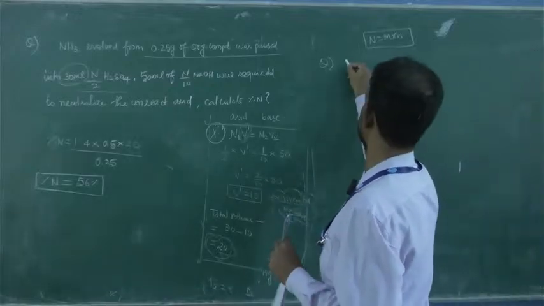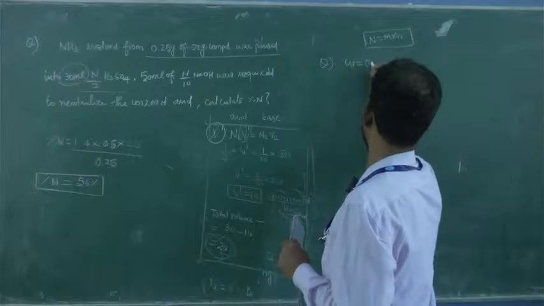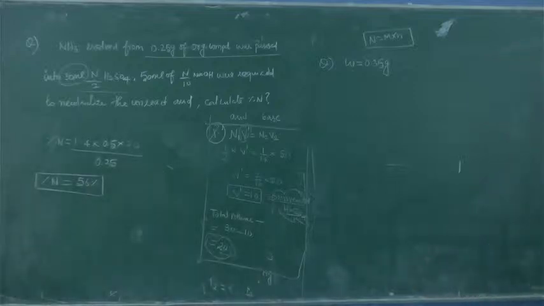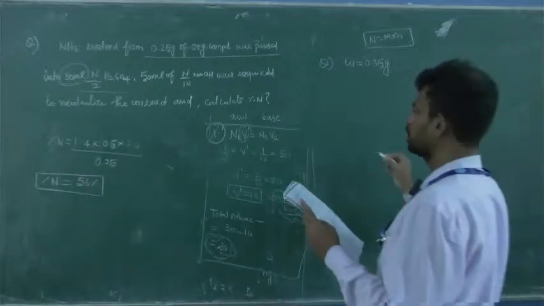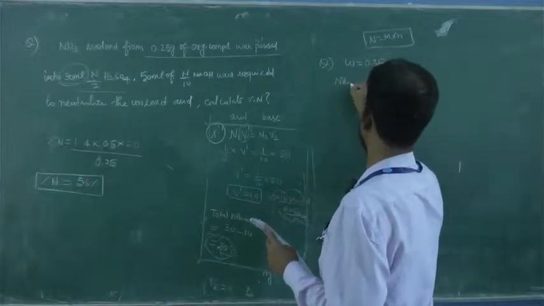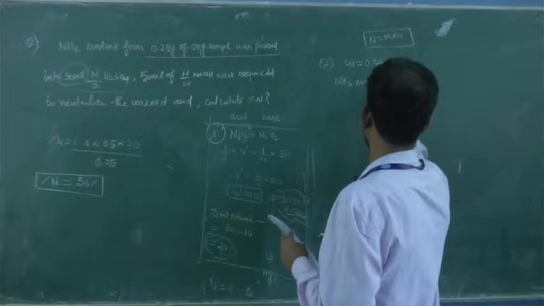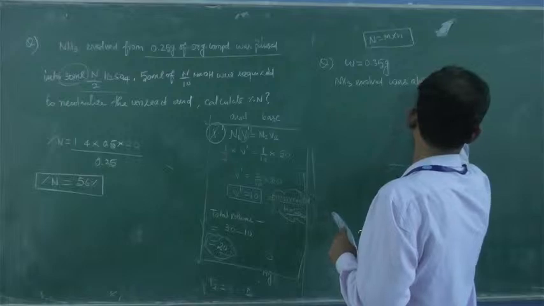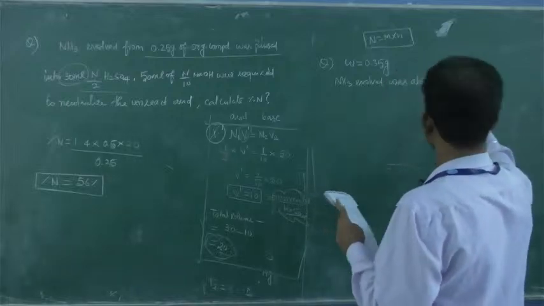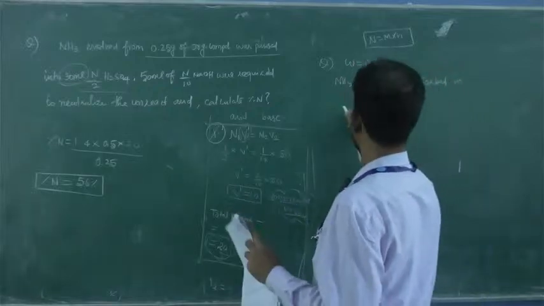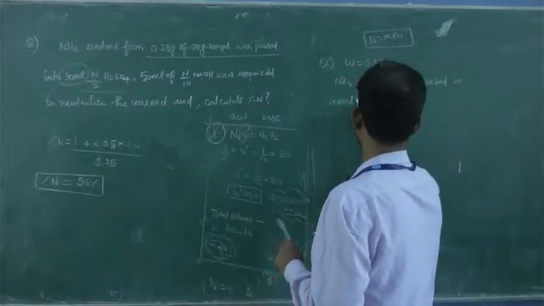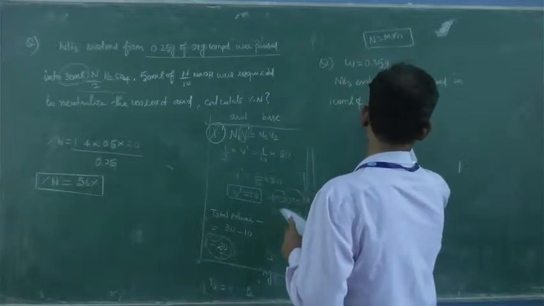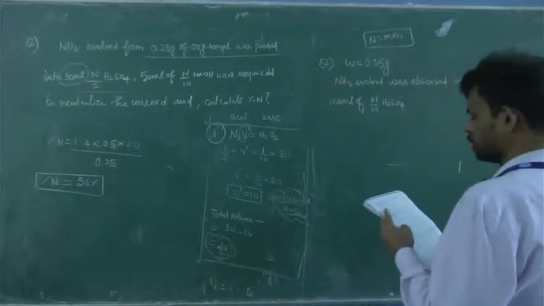The data is the weight of organic compound 0.35 gram. Again, it's a Kjeldahl method. Next, ammonia, that is NH3 evolved. Ammonia evolved was absorbed in 100 ml of N/10 sulfuric acid.